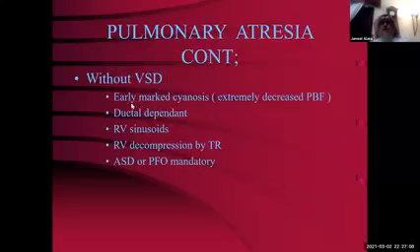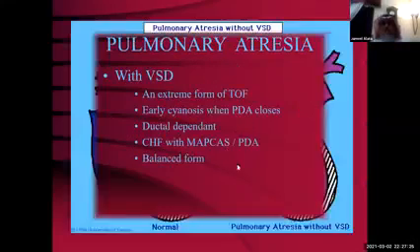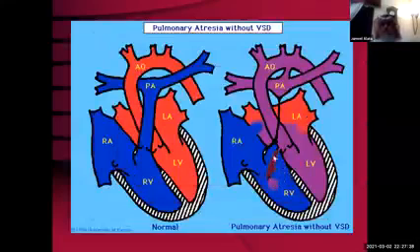Pulmonary atresia without a VSD, early marked cyanosis, extremely decreased pulmonary blood flow, and not only that, the mixing is not as good as with the ones with the VSD. They are definitely ductal dependent. They may have RV sinusoids. The RV is totally obstructed. It cannot decompress even through a VSD. So what happens? Because of the high pressure here, they start to develop sinusoids that can connect to the coronary arteries. And that will add another pathophysiology.